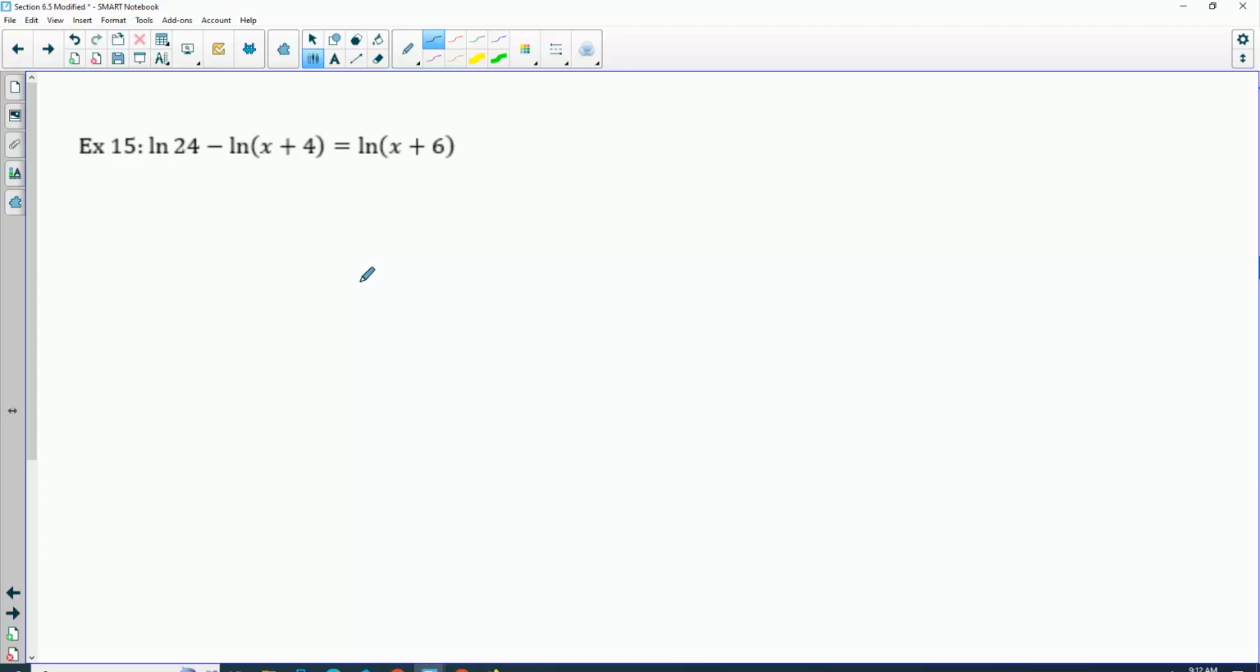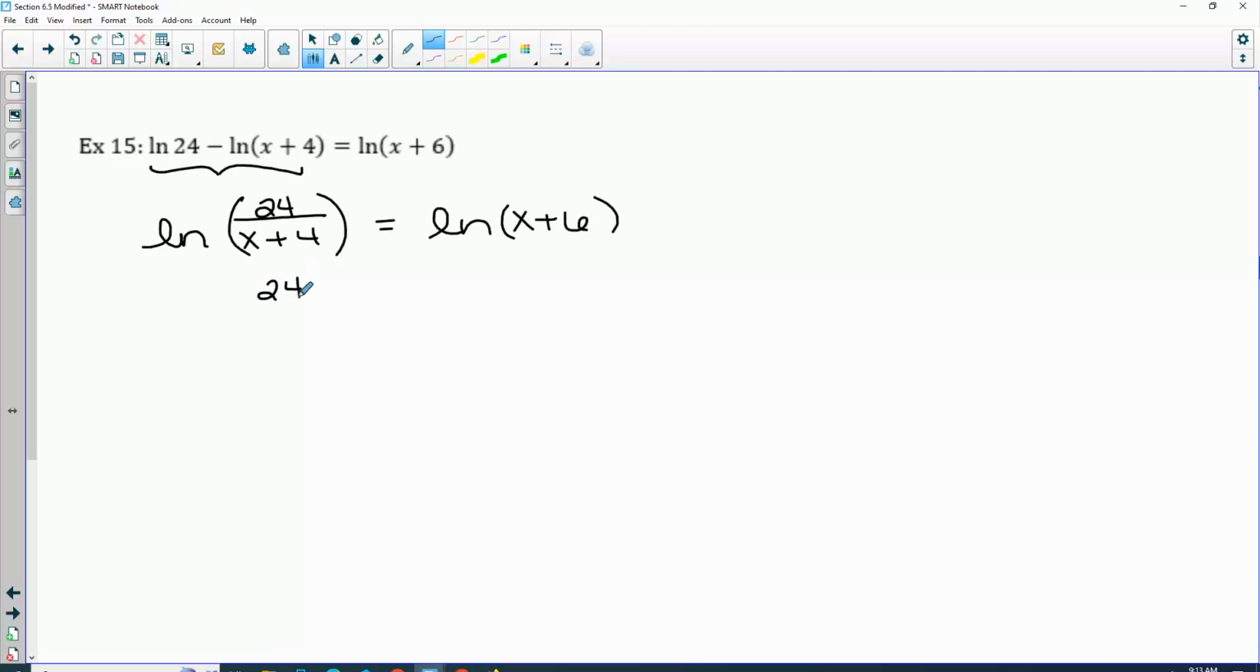Look at this one. We need, in order to use the property, it has to be one log on each side of the equal sign. So the fact that I have 2 logs subtracted right here is keeping me from dropping my log. But if those logs are subtracted, how do we put them together? So now you have one log on each side, which means you can drop it.